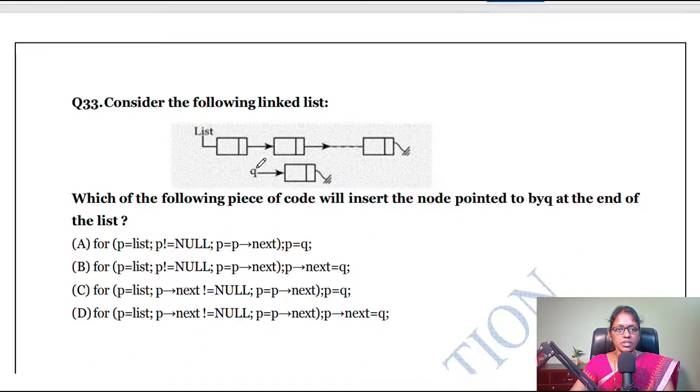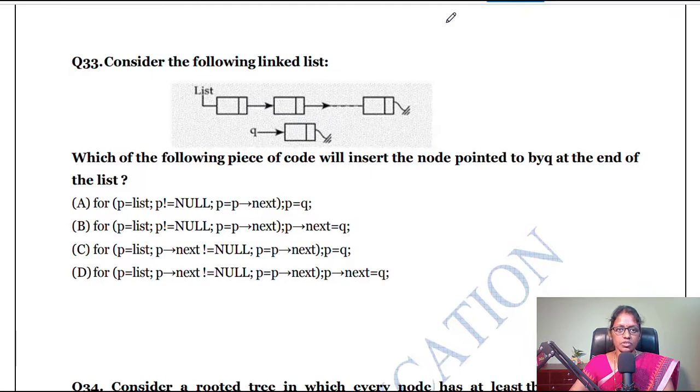The next question is, consider the following linked list. Okay, this is a linked list. So here you have a node, here you have a node, and this is a pointer Q. Which of the following pieces of code will insert the node pointed to by Q? I want to insert this Q to this location, at the end of the list. So for that, what do I have to do?